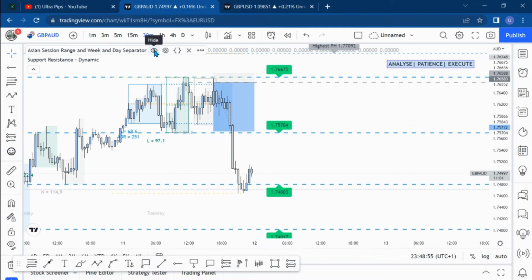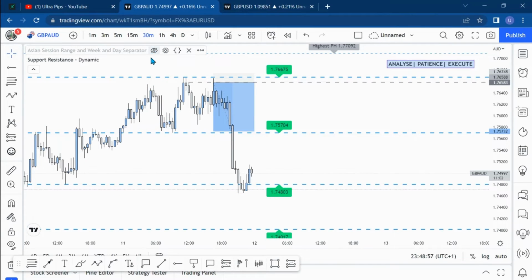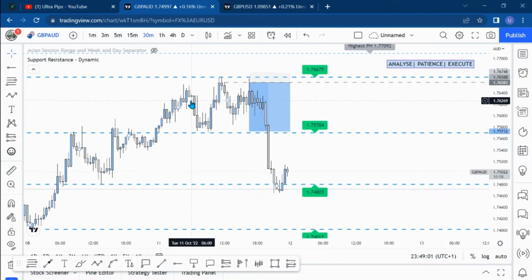And for this support resistance dynamic indicator, I use the 30 minutes time frame to spot out my zone properly. So you can go ahead, use your 30 minutes time frame to spot out your key zone properly. You can go ahead and backtest this. I backtested for 2 weeks before I had to implement it on a live chart.